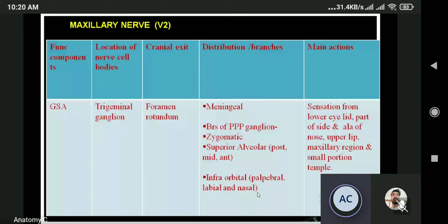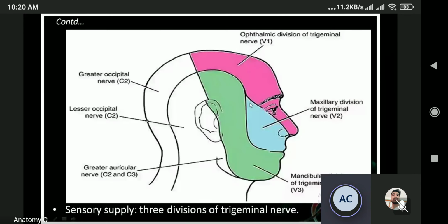And this nerve will carry the sensation from the lower eyelid, part of the side of the nose, upper lip, maxillary region, and the temple region. Now just see this region. From this region, it will carry the sensation: the nose, the maxillary area over here, some part of the temple also, and the lower eyelid.